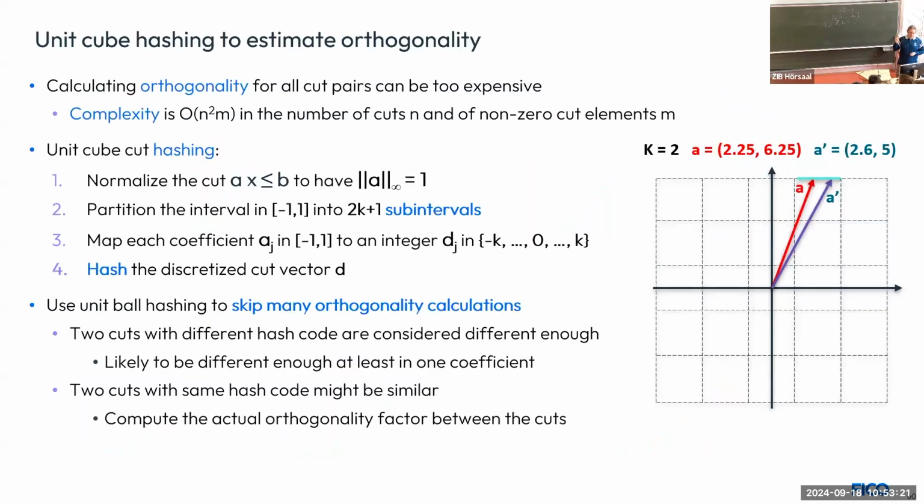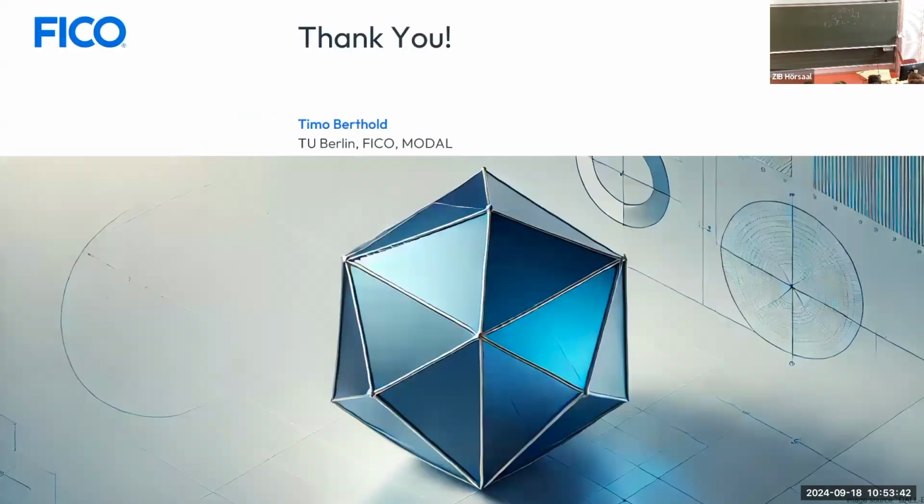I will skip over unit cube hashing. Okay, can we just close directly?